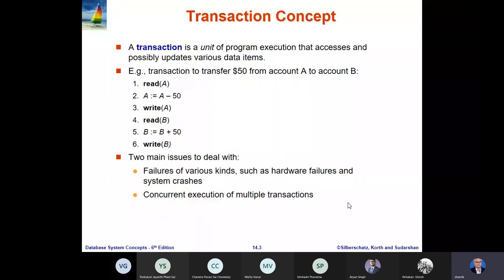Now we'll see that there are a few issues with this. The two main issues are, first, failure of various kinds, such as hardware failure and system crashes, which we should be able to handle. And very importantly, there could be other transactions also being executed concurrently, meaning that some of the instructions of other transactions are also getting executed concurrently with the instructions of my transaction.